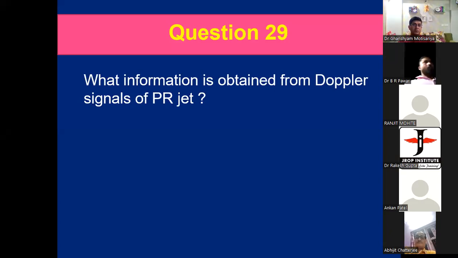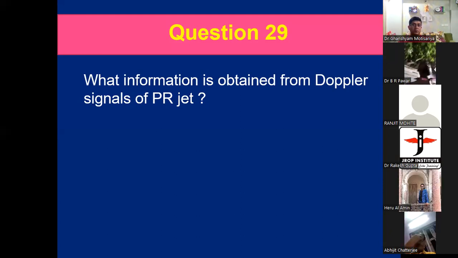All right. Dr. Hiru Al-Amin. Hiru? Yes, sir. You will be able to tell us this question. Sir, from the PR jet, first of all, we can calculate the mean pulmonary artery pressure by the peak gradient of the PR jet. Another thing, we can see whether pulmonary hypertension is present, as the pulmonary artery dilates and then PR occurs.